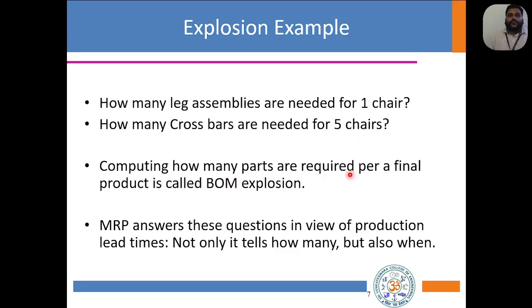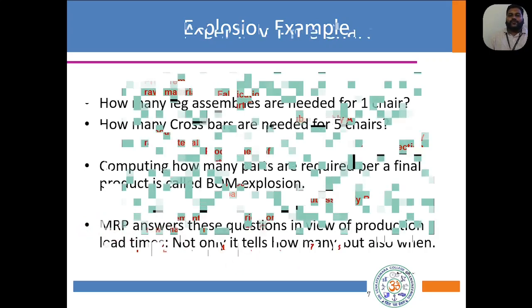Computing how many parts are required per final product is called a BOM explosion. So MRP will answer these questions in view of production lead times. Not only does it tell you how many, but also when it is required to procure them. So this is a major aspect of MRP. This is a small example of how an MRP is going to answer our questions.